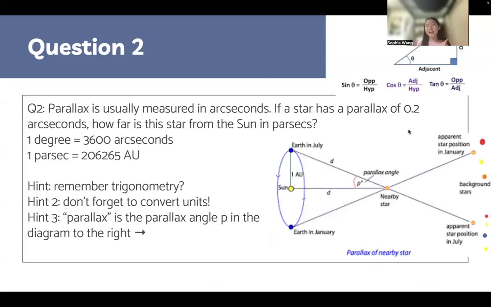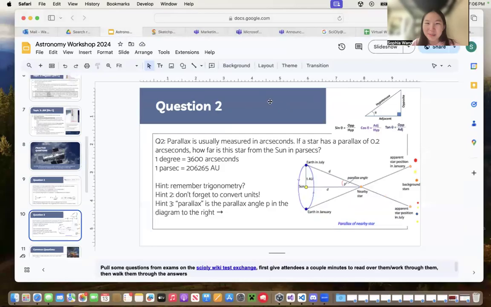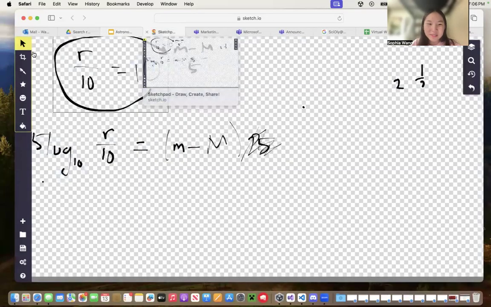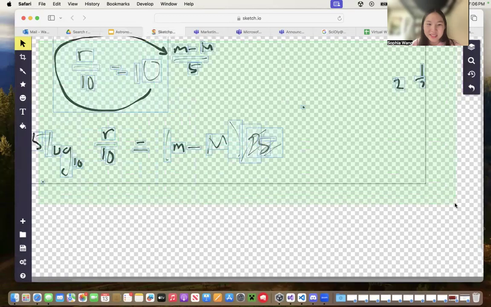Question 2. Parallax is usually measured in arcseconds. If a star has a parallax of 0.2 arcseconds, how far is this star from the sun in parsecs? And I've given you guys some conversions and some hints and some diagrams, very helpful diagrams. You should read the diagrams. But I'll give you guys another 5 minutes to try this one, and then I'll show you how it's done myself. Sound good? Okay, go. And then we pretend that 5 minutes happened because I'm not gonna sit here for 5 minutes. But I am gonna erase this really quick.